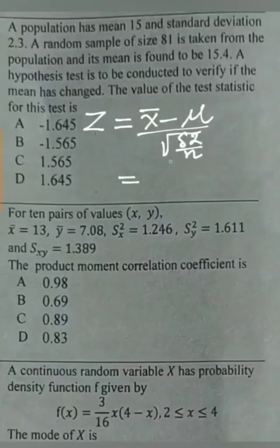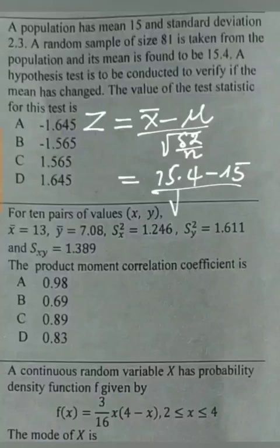And we have x bar, the sample mean, as 15.4 minus the population mean, which is 15, divided by the square root of the variance, which is 2.3 squared, divided by the sample size, which is 81. When you evaluate all that, you get 1.565 as the test statistic for that hypothesis test.